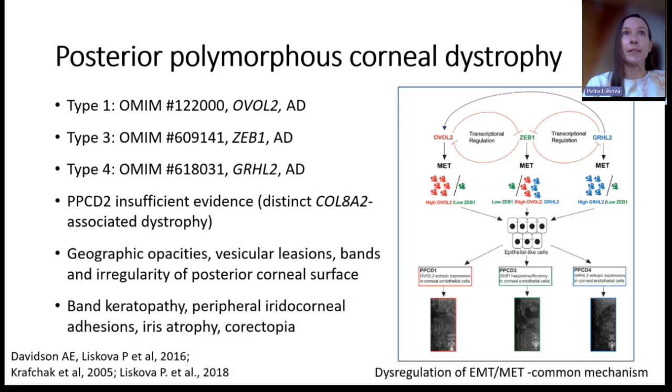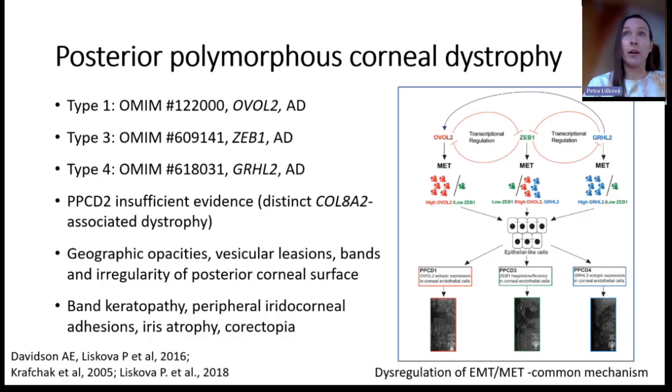Another rare disease is posterior polymorphous corneal dystrophy. It's our favorite disease because we believe it has the highest prevalence in the Czech Republic worldwide, which is due to 2 different founder mutations. Currently, there are 3 subtypes recognized, but they all have a common mechanism, and they're caused by dysregulation of the epithelial mesenchymal transition.